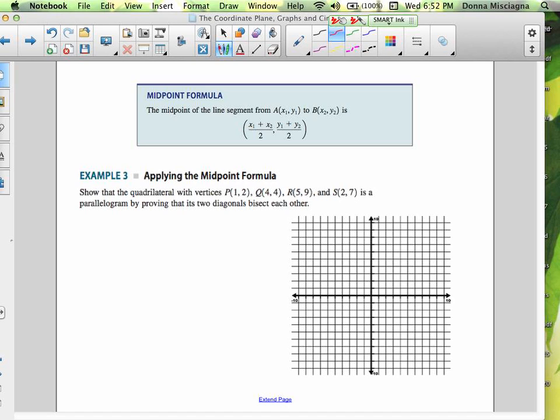All right, so 1, 2, there's P. Q is at 4, 4. R is at 5, 9. 1, 2, 3, 4, 5. 1, 2, 3, 4, 5, 6, 7, 8, 9. And S is at 2, 7. 3, 4, 5, 6, 7. So it goes P to Q to R to S and back to P again. Whoops, and I sort of missed the mark there going back to P, but it's close enough.